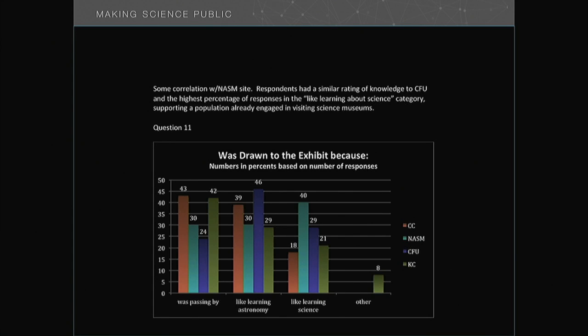And you'll see that reflected in the next columns: I like learning about astronomy. There's a higher percentage from CFU. And I like learning about science in general. Again, a little bit higher from CFU and highest for the Air and Space in that category.